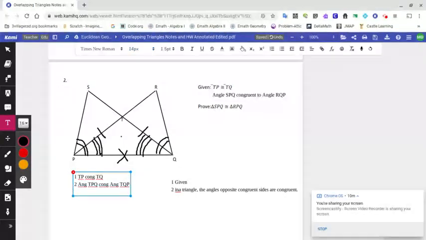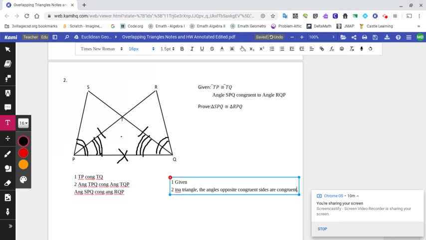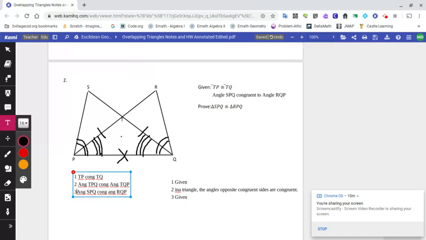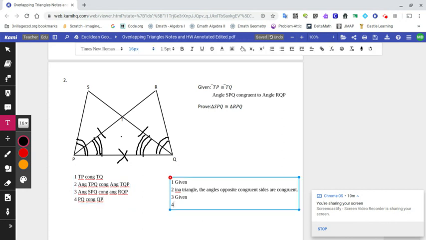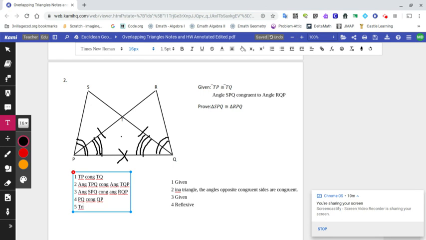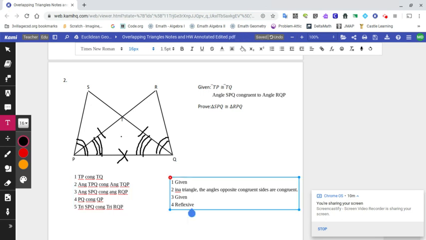Okay. Next, I can write angle SPQ is congruent to angle RQP. Okay, that's given. Four. PQ is congruent to QP. Okay, that is by reflexive. Okay, and now I've got all my parts. I can say 5. Triangle SPQ is congruent to triangle RQP. And I did that using angle, side angle, congruent to angle, side angle.